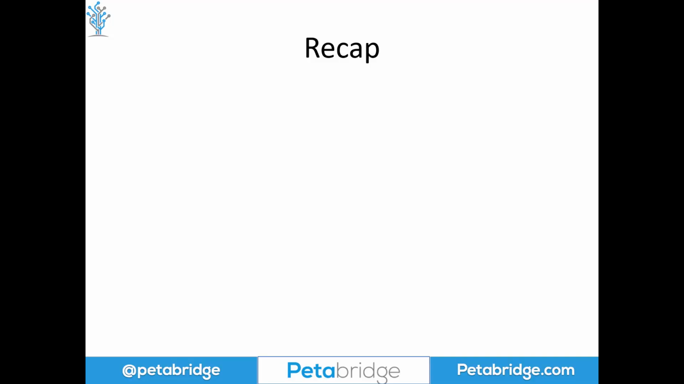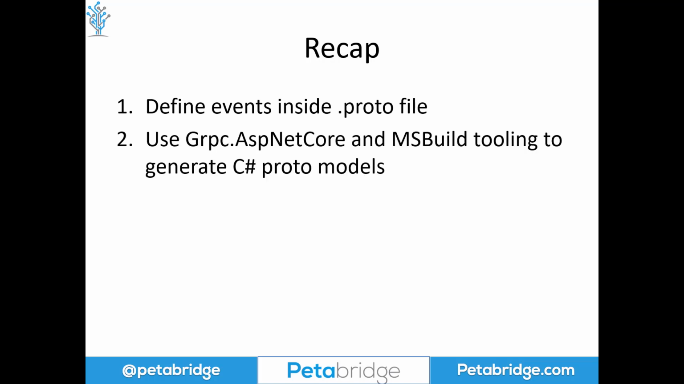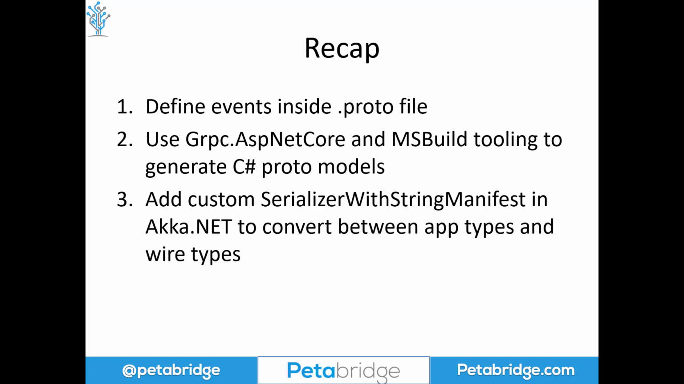So just to recap our methodology and our approach that we just showed today. The first is to define our events and our other types inside a proto file. Then we can reference that proto file using the grpc.ASP.NET Core tooling and the Microsoft Build project definition to automatically generate C# Protobuf models for us. And then in Akka.net, we add a custom serializer with a string manifest. We register it to convert between our application types and our wire types.